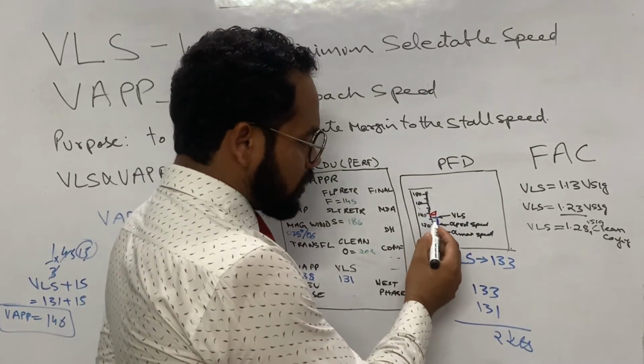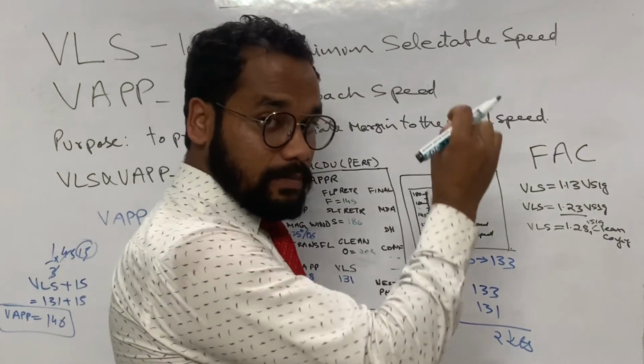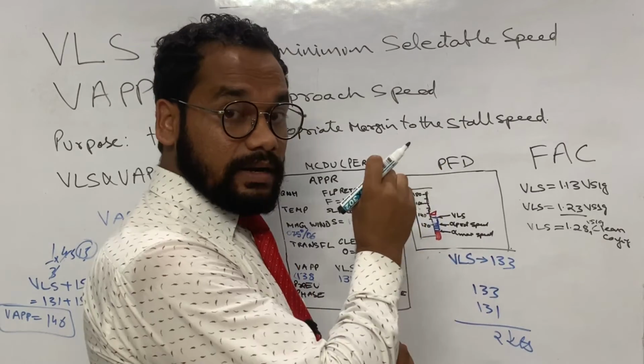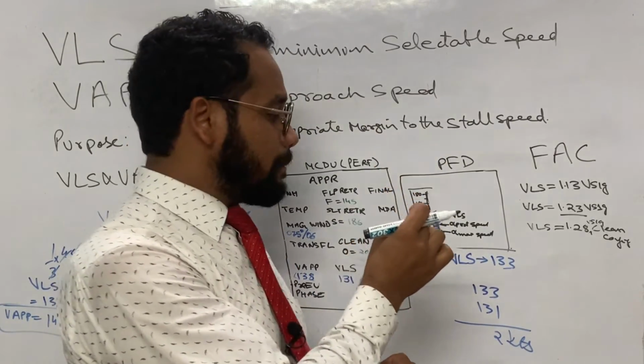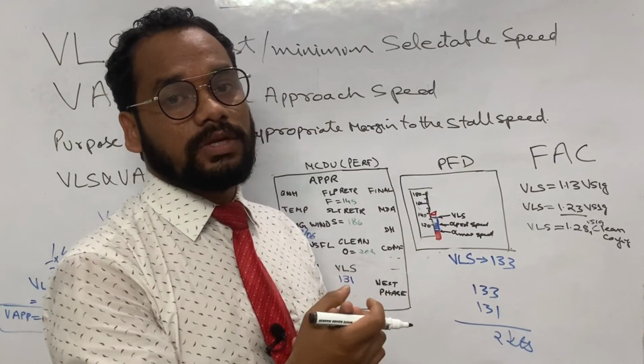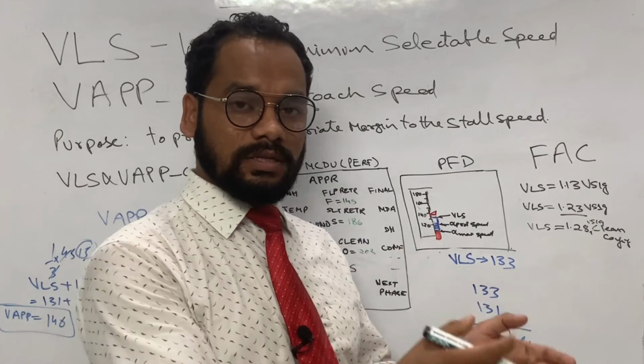So there will be a red color scale and this amber strip. In alternate law you will have the amber strip of VLS and the red and black barber pole type of scale, which represents your VSW, that is the stall warning speed. So that's in the alternate law.